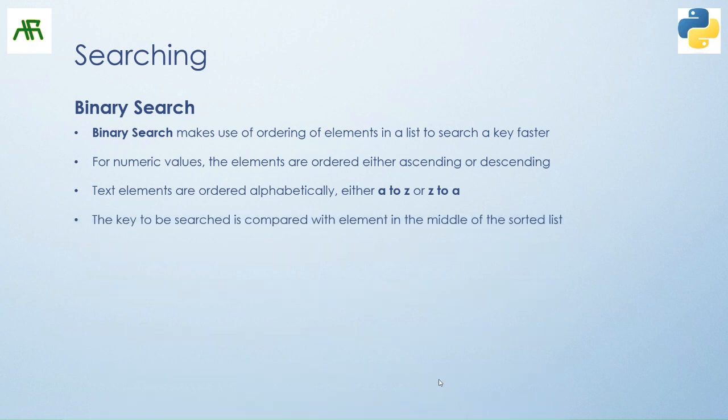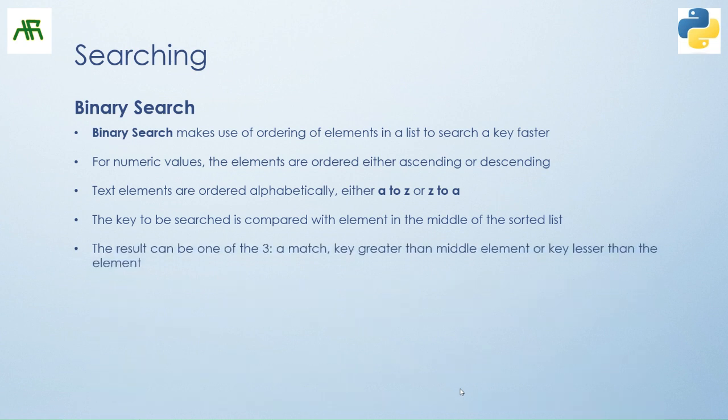The key to be searched is compared with the element in the middle of the sorted list. This is to either find a match or decide on what needs to be searched in the second pass. That will cut down the size of elements to be searched in the next pass by half. The result can be one of three: a match, key greater than the middle element, or key lesser than the middle element. In case of a match, the search is considered success.